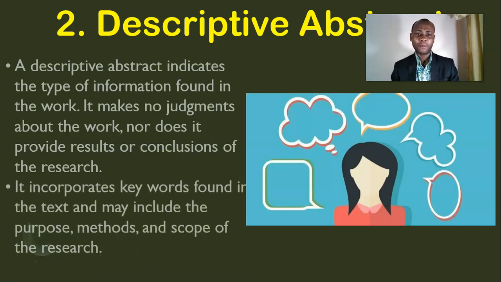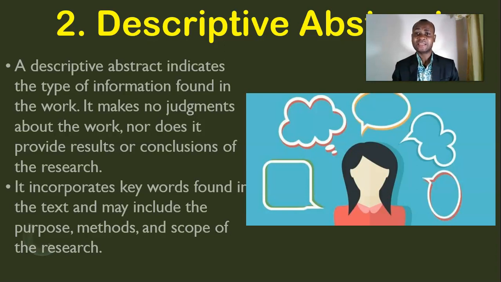So it incorporates the keywords found in the text and may include the purpose, the method, and the scope of the research as well. So here we are saying that it incorporates the keywords, okay? It incorporates also the purpose and then the method and the scope. Okay, so let's take note of this.